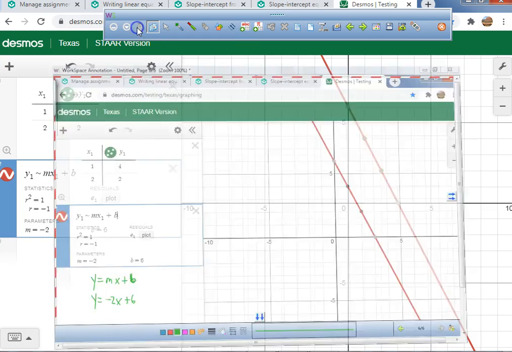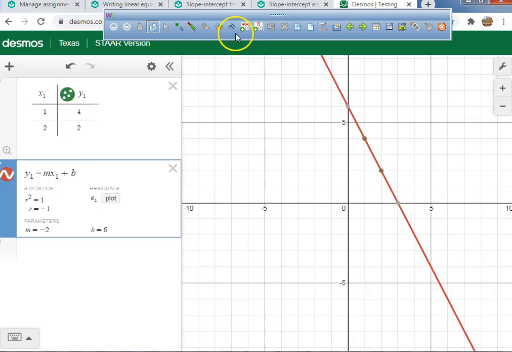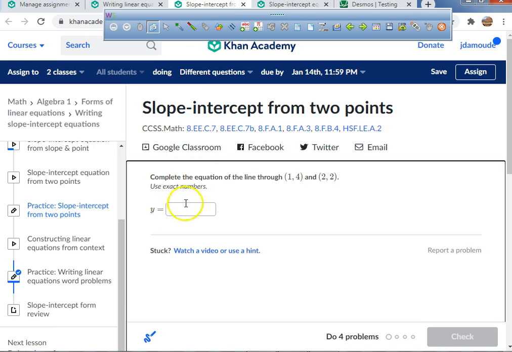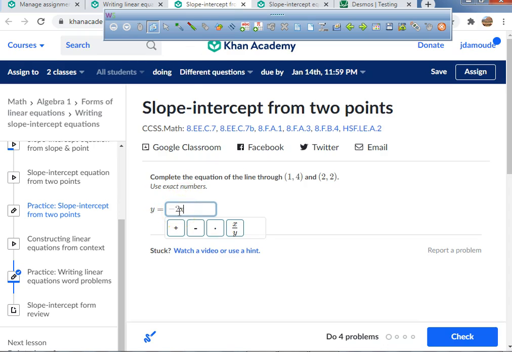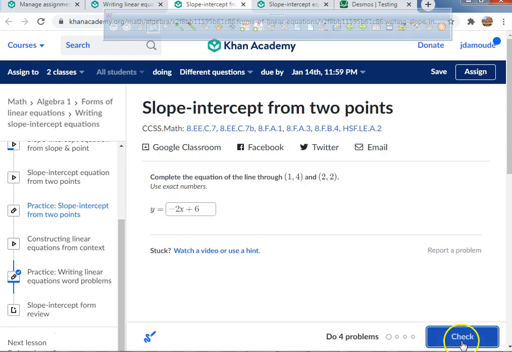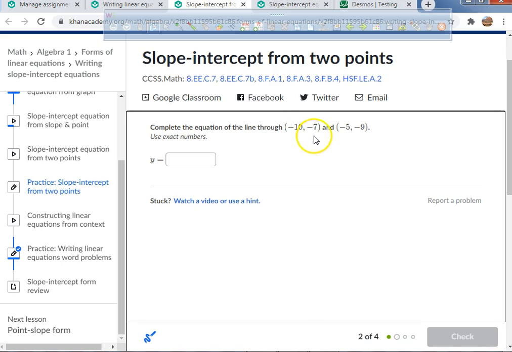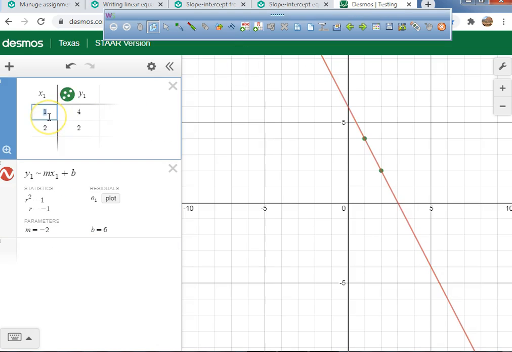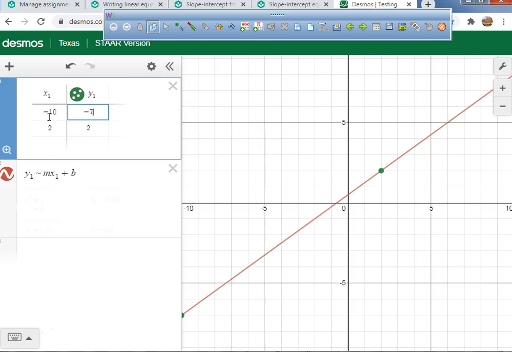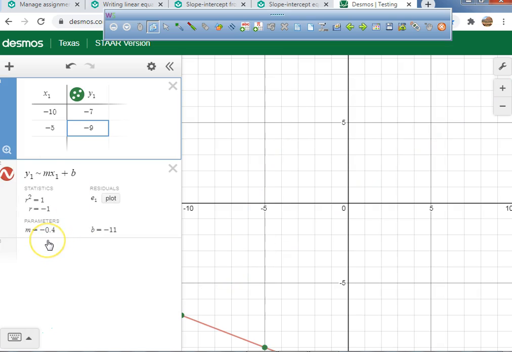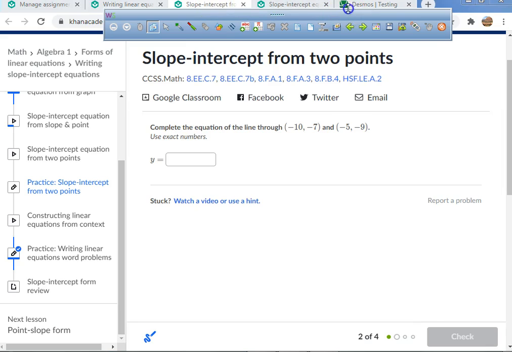All right, so go over here, right there. And I'm going to put y equals -2x plus 6. Okay, now I'm not going to do this one by hand. I already have the ordered pairs, -10, -7, -5, -9. Try to remember those. Ready? So right over here, I'm just going to type in -10, -7, -5, -9. And automatically, it gives me my slope and my y-intercept if I did everything right. I think I did everything right.